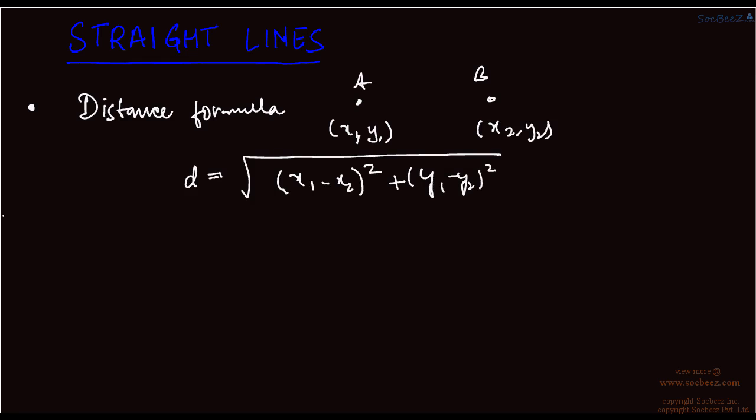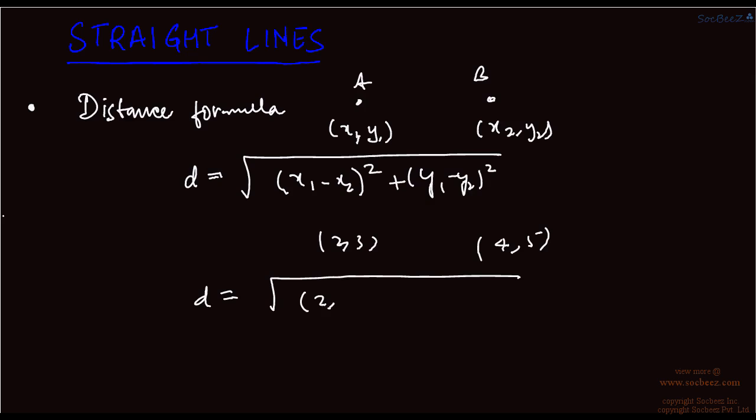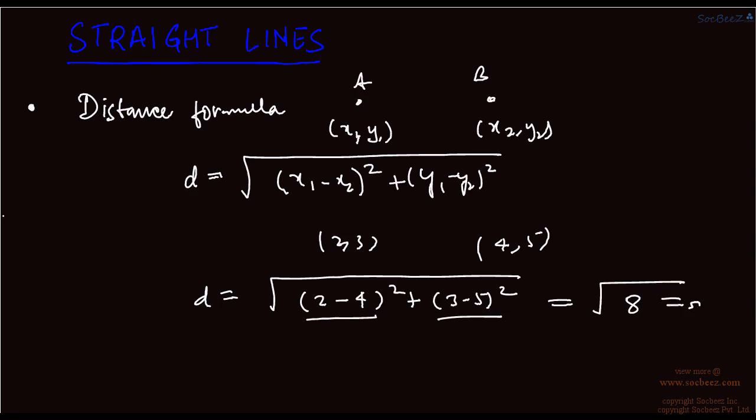y2) square. Let's say you have (2, 3) and (4, 5). So D will be root of (2 minus 4) whole square plus (3 minus 5) whole square, or this can be written as (4 minus 2) whole square plus (5 minus 3) whole square. That will give you root of 4 plus 4, that is 8, which can be written as 2 root 2. So this is the distance between these 2 points. So the distance formula is this.